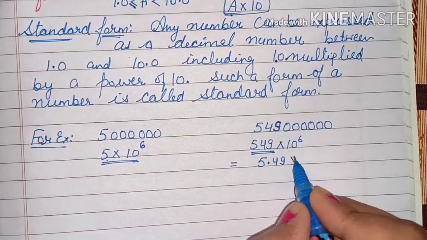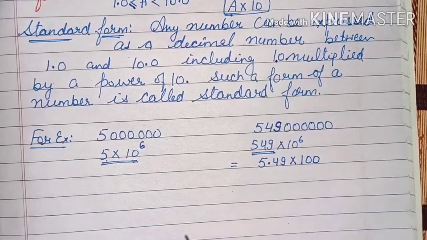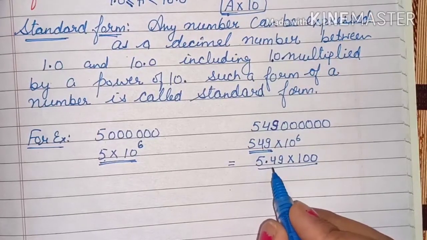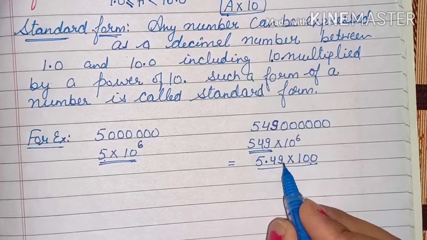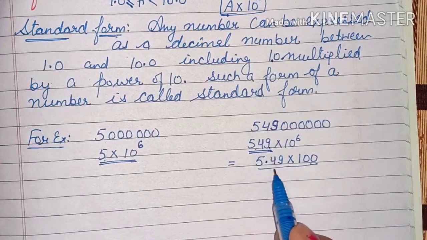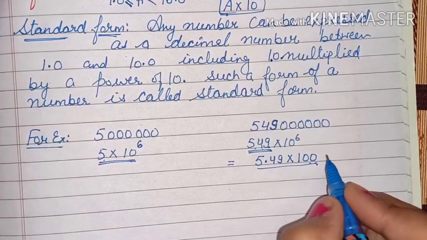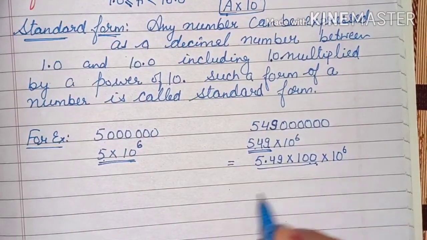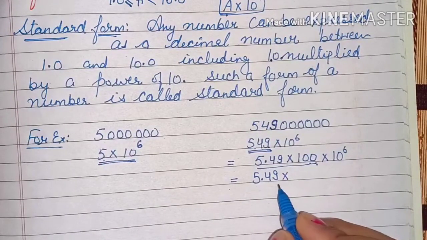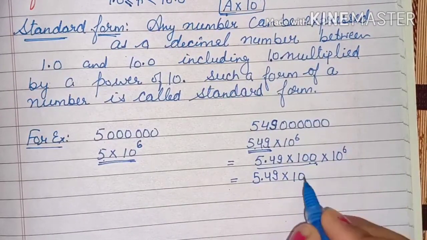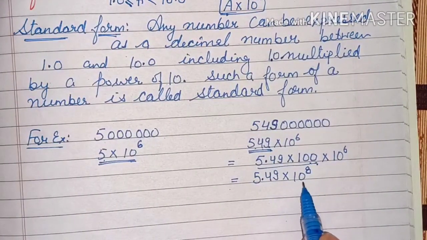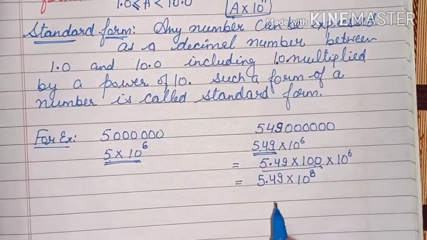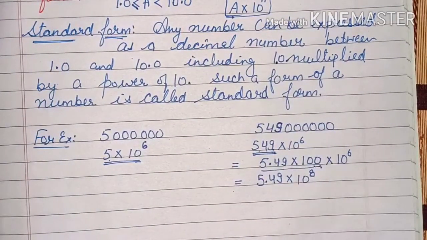So first we need to multiply 5.49 with 100. Then it will be 549. Because you have learnt already that if there is a decimal and we multiply by 100, the decimal will shift 2 digits to the right side. So 549 can be written as 5.49 into 100. And already we have 10 raised to power 6. So the required standard form is 5.49 into 10 raised to power 2 plus 6, that is 8 zeros. So it is power 8. 5.49 multiplied by 10 raised to power 8. So this is the required standard form for this large number.